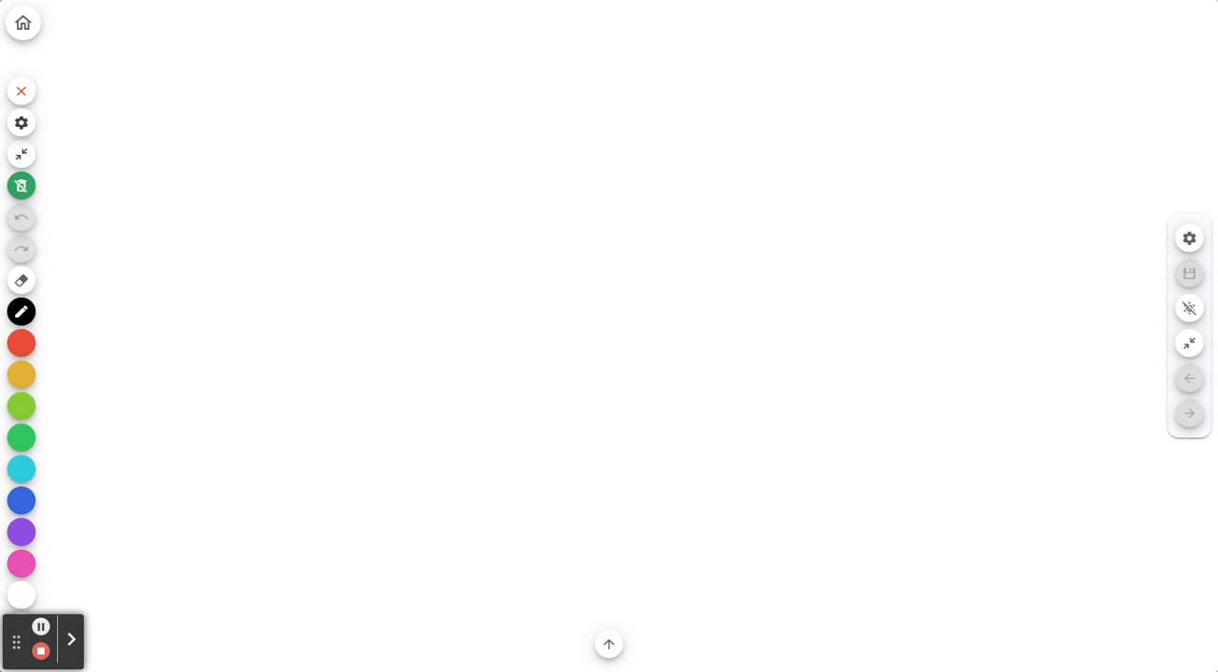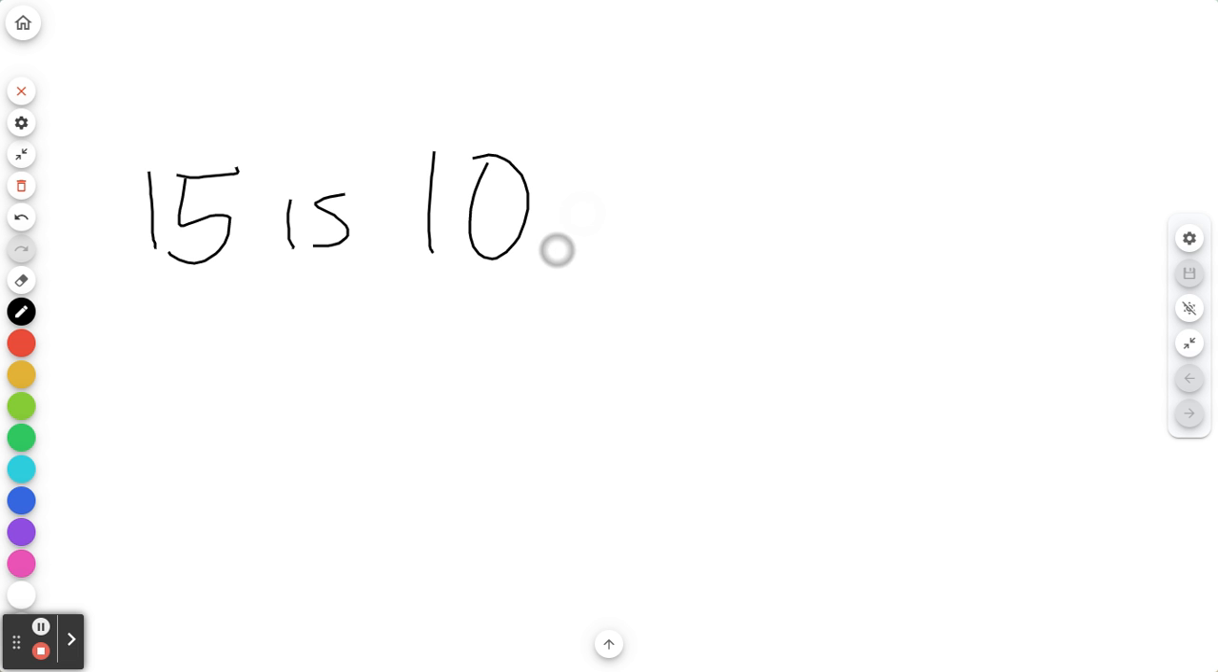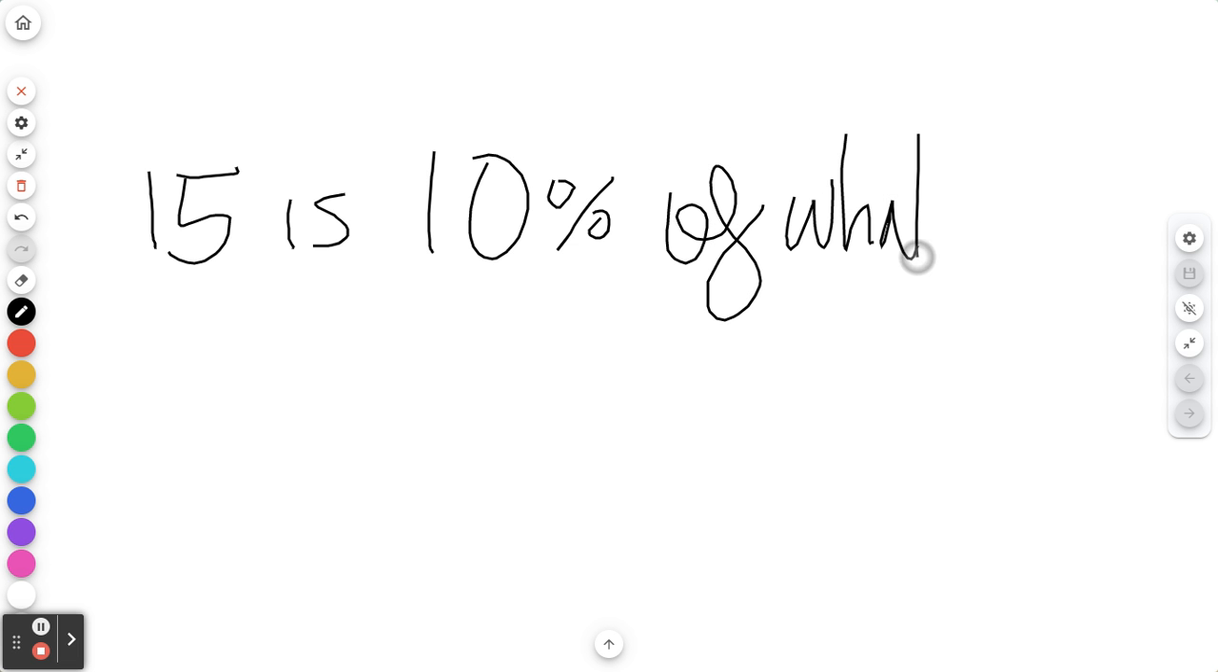Let's do 15 is... So we're doing it in black? 15 is 10%. Yes. 10% of what number? All right, simple answer is 15 is 10% of what number?